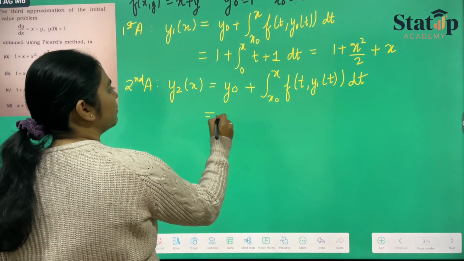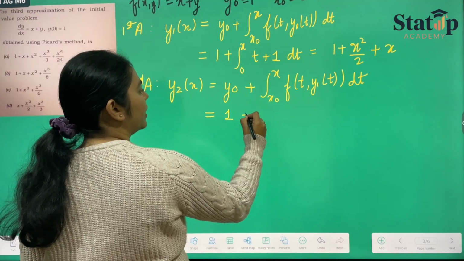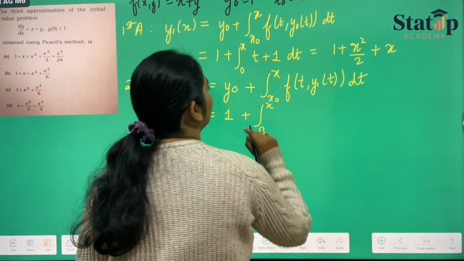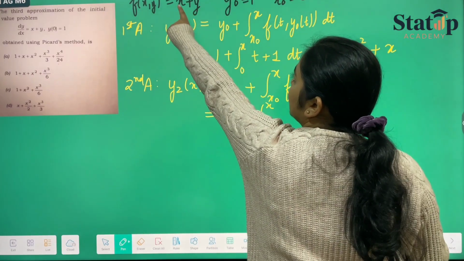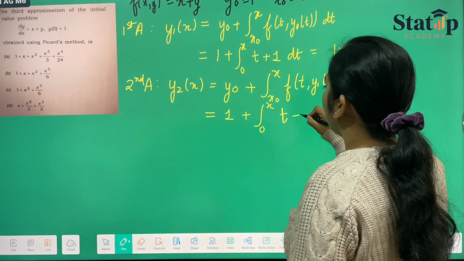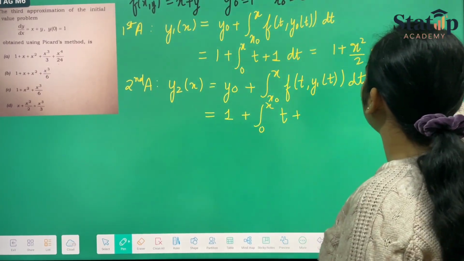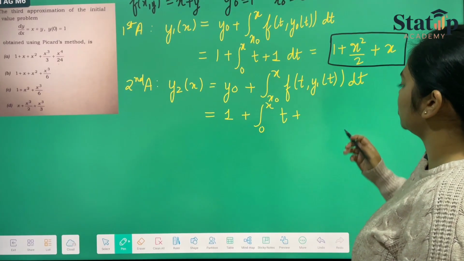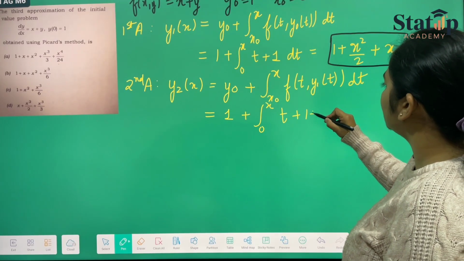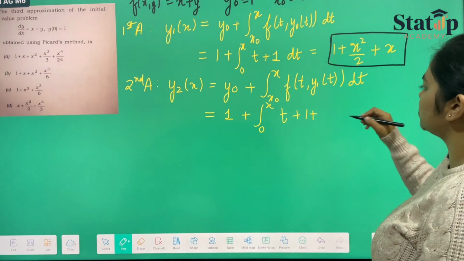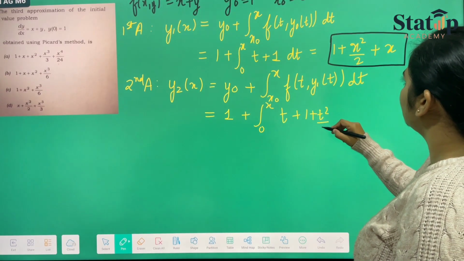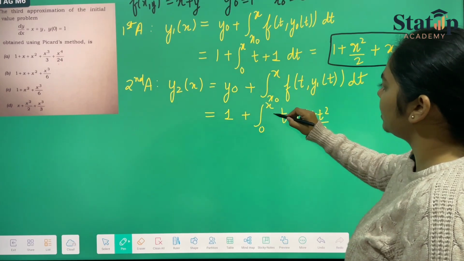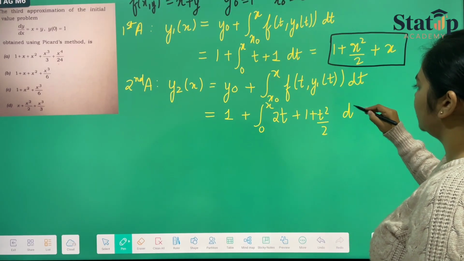If we solve this, y naught again is 1 plus the integration from x naught, which is 0, to x of f(t, y1(t)). So in place of x we'll write t, and in place of y we'll write the value of this y1 that we gained from our first approximation, which will be 1 plus, here again we'll replace x's with t's, t square by 2 plus t. So instead of writing plus t at the end, I will write 2t dt.